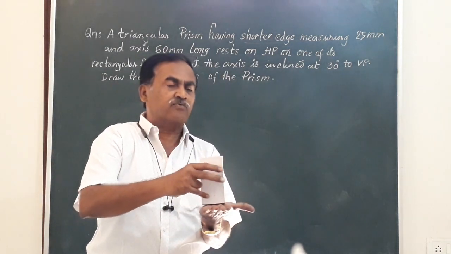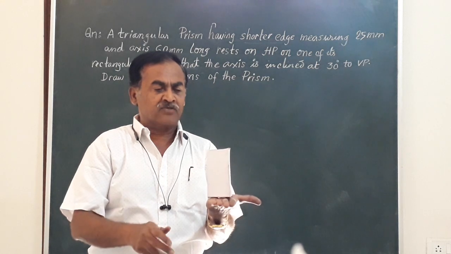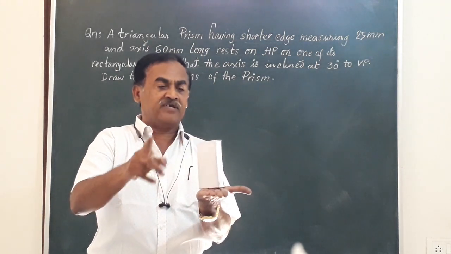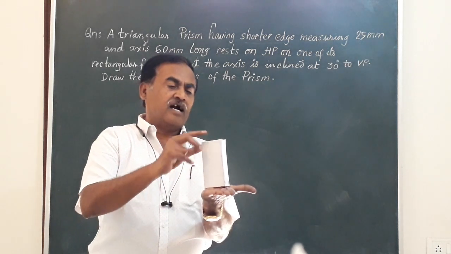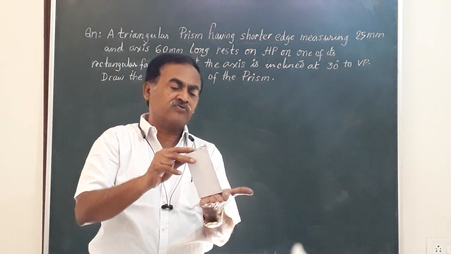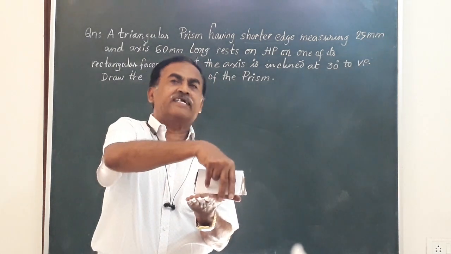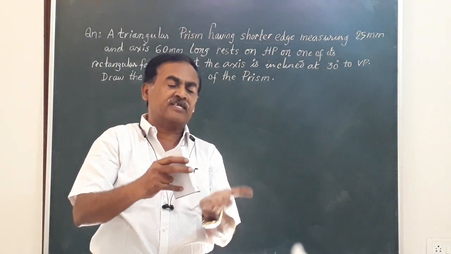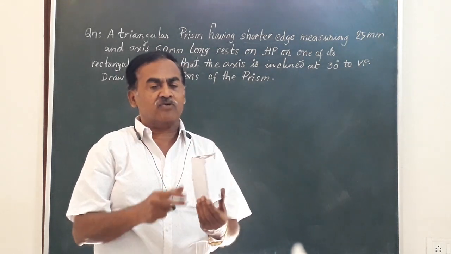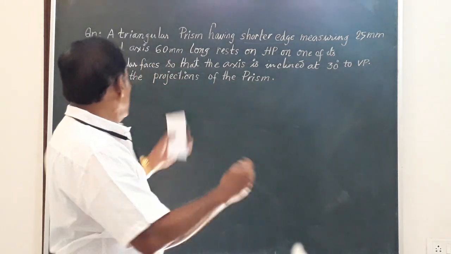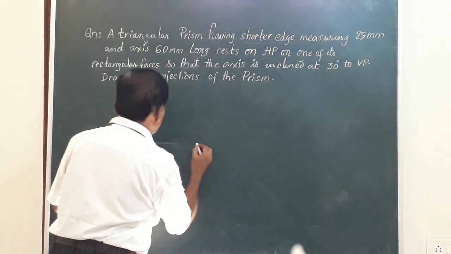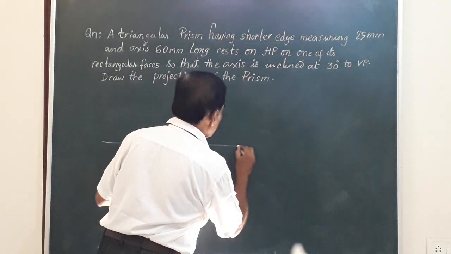So initially I have to place the object on HP such that the object is resting on one of the triangular faces of the solid, and we get the front view and top view. Then afterwards we are going to rotate through an angle of 90 degrees so that the object will rest on one of the rectangular faces. What is the procedure followed? See, now let me have the initial position of the object written before we go to the second step.